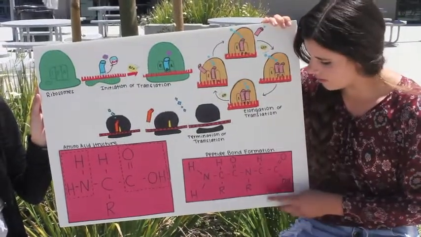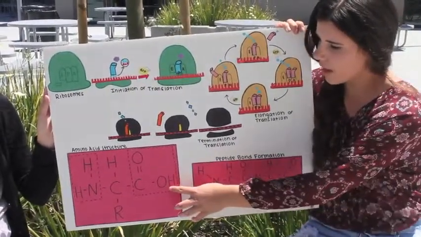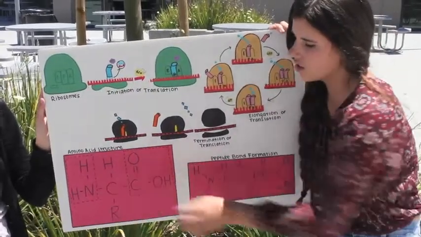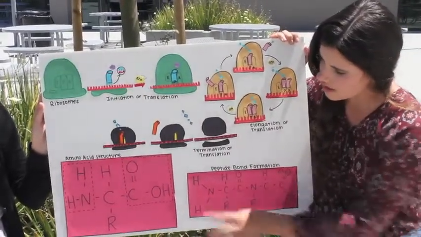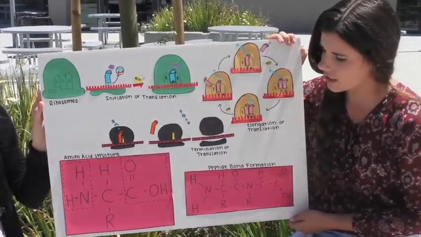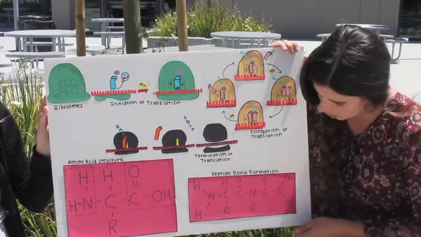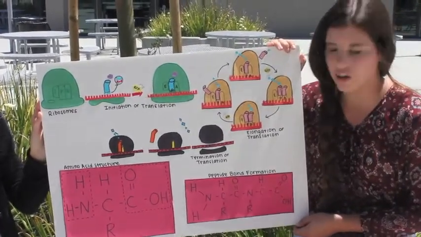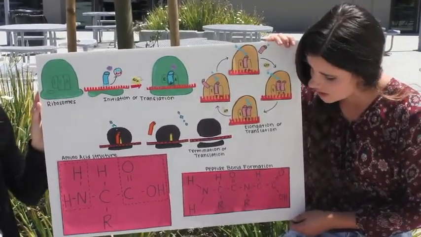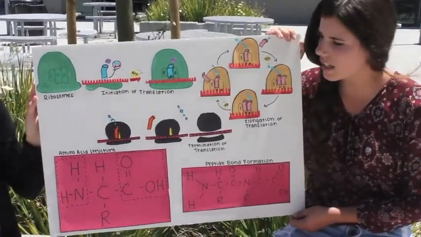A peptide bond forms through the process of dehydration when the carboxyl group of one amino acid reacts with the amino group of another. This causes the OH from the carboxyl group and the H of the amino group to react and causes a water to release, thus forming a covalent bond between two amino acids, also known as a peptide bond. This process takes place in the large ribosomal subunit and is necessary to create a protein.